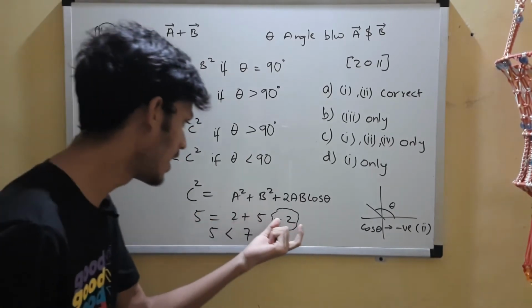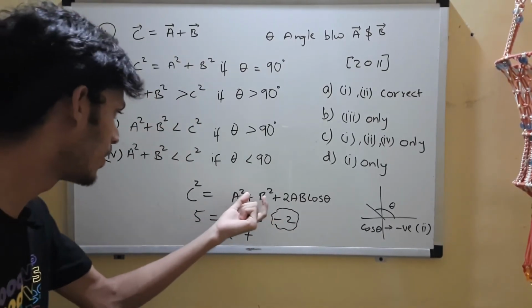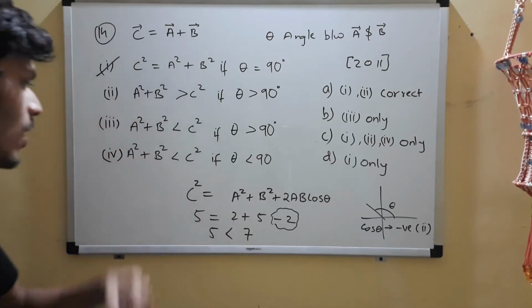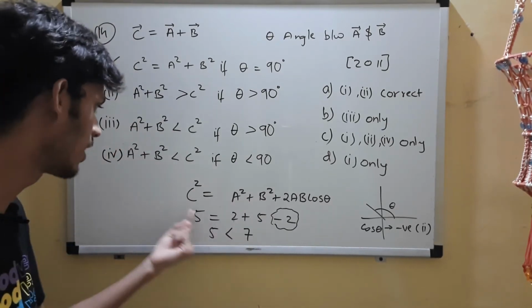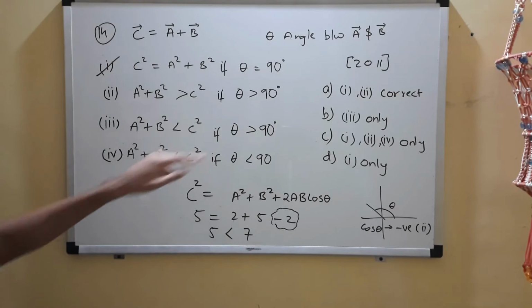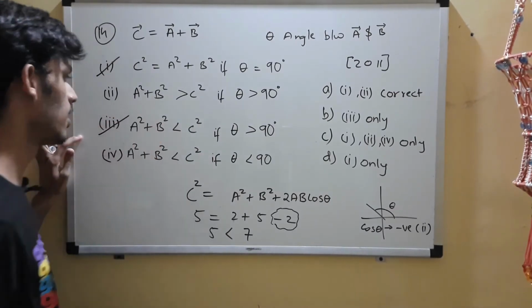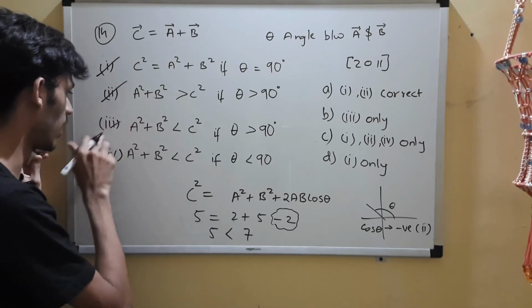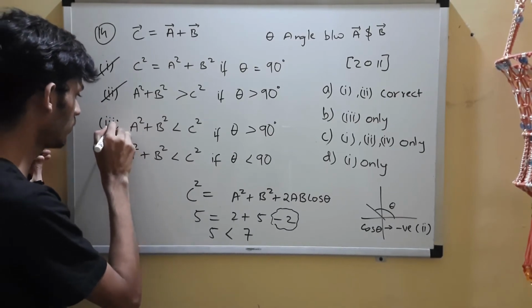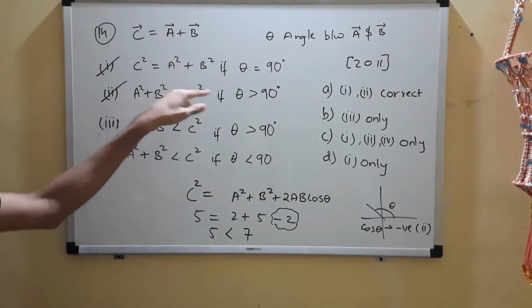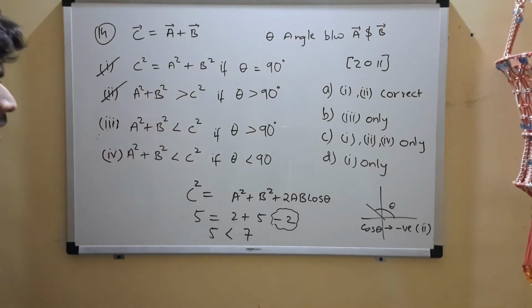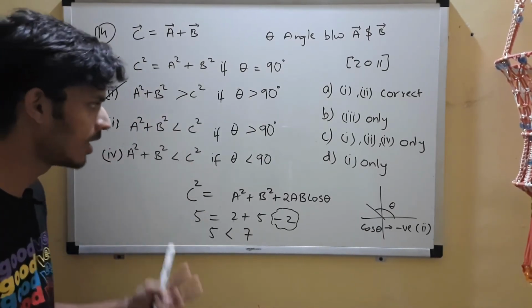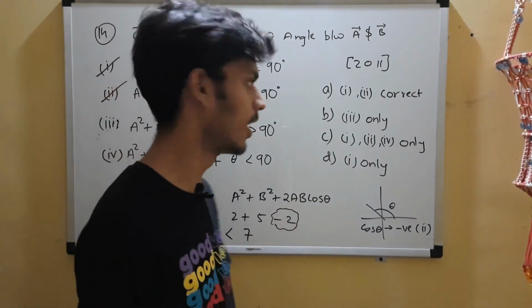Once I remove that, you can see that a square plus b square is greater than c square. A square plus b square is greater than c square. So here you can say that statement 2 is correct. A square plus b square is greater than c square if theta is greater than 90, and naturally statement 3 will be wrong, right?